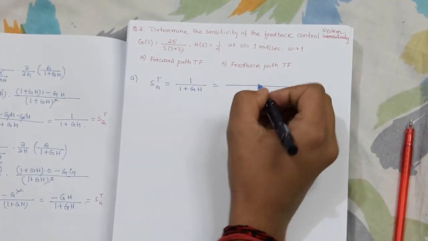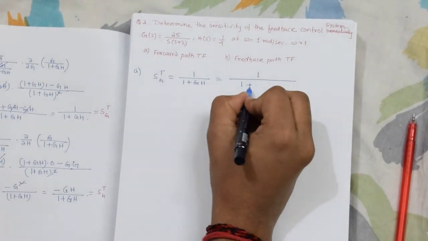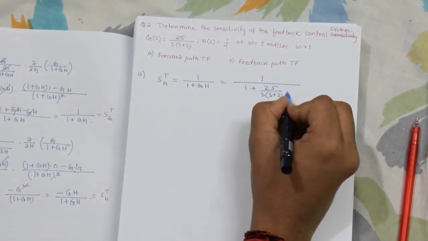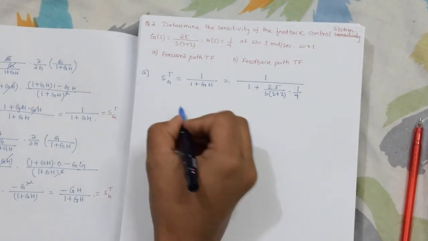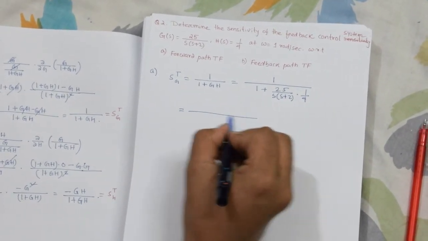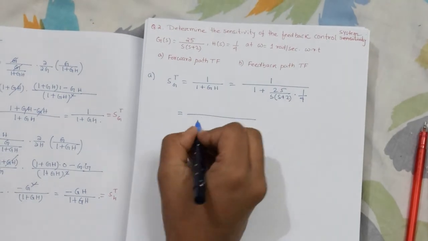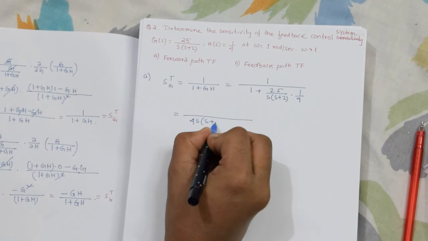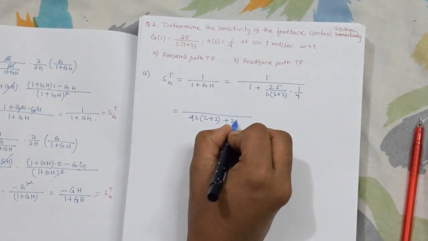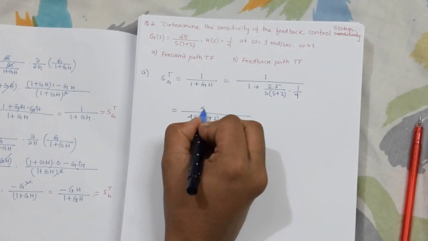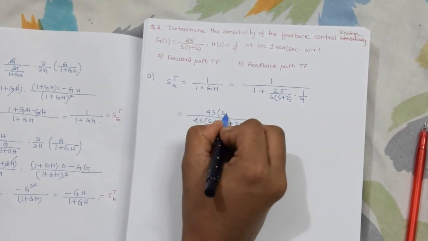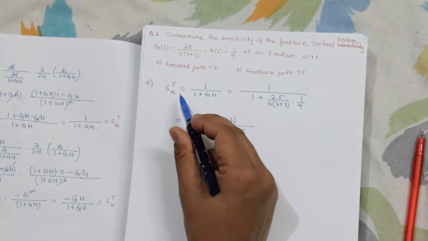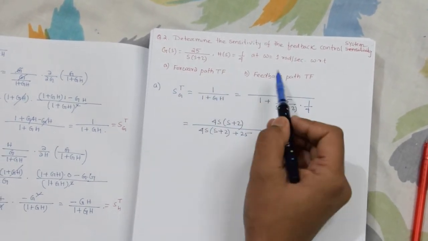Here G is 25 by s into (s plus 2) and H is 1 by 4. If we simplify these terms, we will get in the denominator 4s into (s plus 2) plus 25. In the numerator it will be 4s into (s plus 2). This is the sensitivity of the transfer function with respect to forward path.